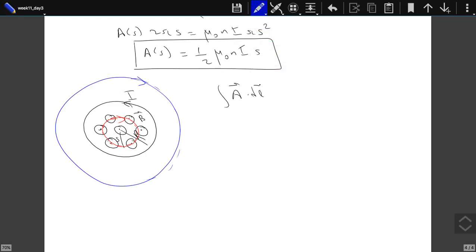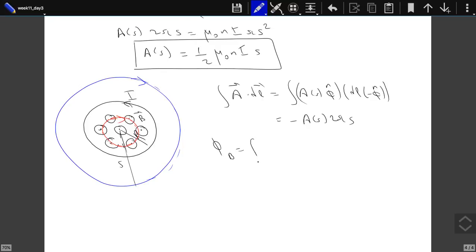A dot dl. A will be A(s) in the phi hat direction. dl is dl in the minus phi hat direction. So this is minus A(s) times 2 pi s. Again, I just call the circumference s. This time s is larger than the radius of my solenoid. On the other hand, the magnetic flux is B dot dS.